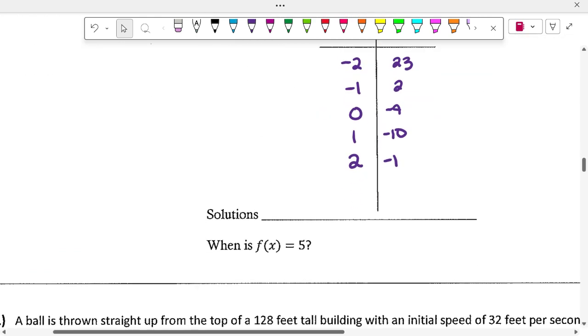Now, going back to the other two. It's just the x value of the vertex. You just have to remember it's the x value of the vertex.